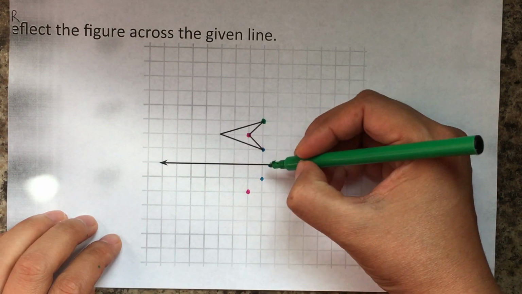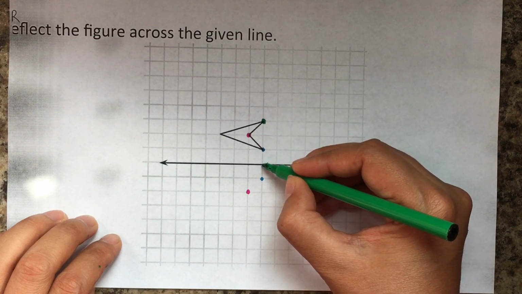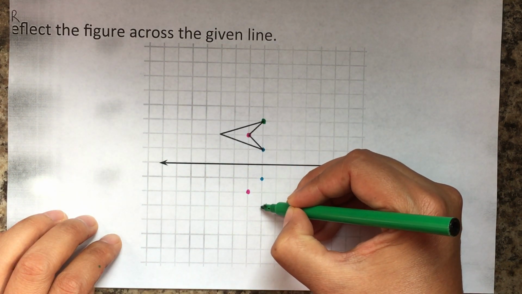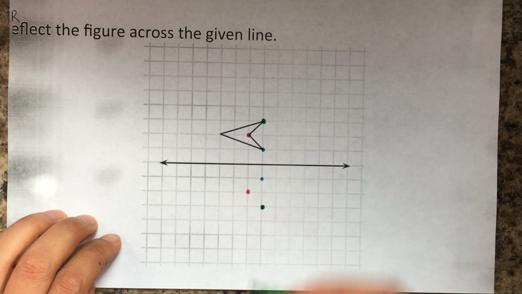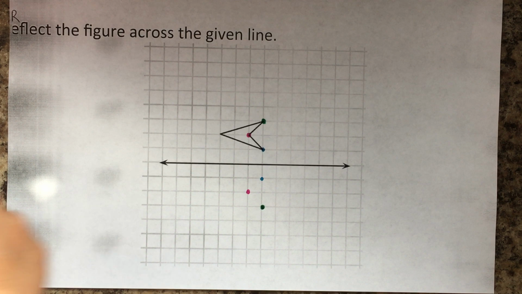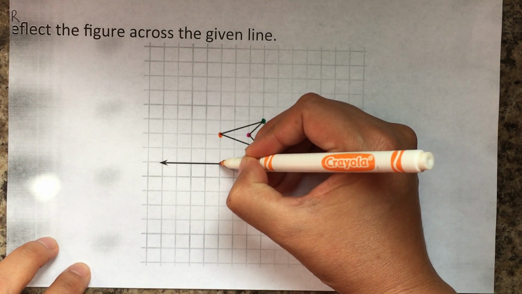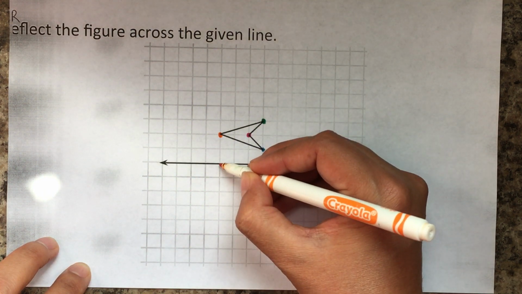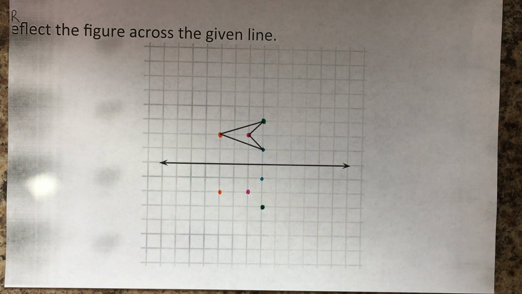This point right here is 1, 2, 3 spaces away from the line. So you're going to count 1, 2, 3 spaces away from the line. And you can see this section right here already. And the last point is 1, 2 spaces. So you're going to go 1, 2 spaces. And you're ready to sketch your figure.